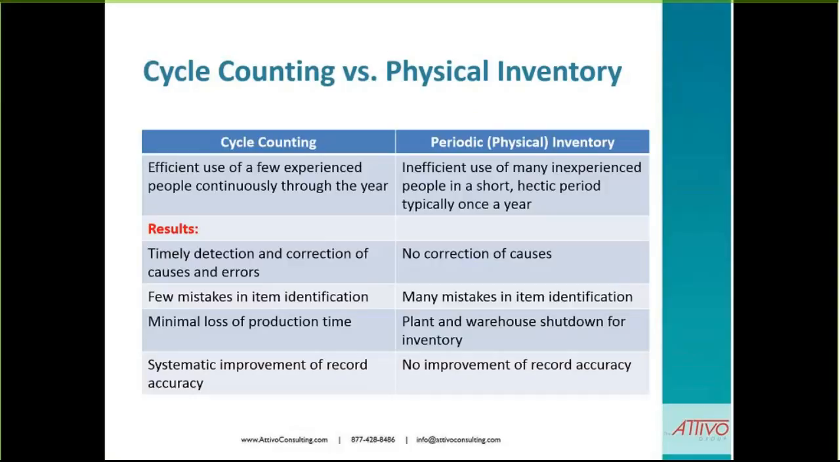So the difference between cycle counting and a physical inventory: the cycle count really is an efficient use of few experienced people continuously throughout the year on a periodic basis. And who might these people be? Well, they might be department heads. They might be tow motor drivers who are familiar with the inventory, familiar with the location, and are able to find the items that we're looking to count relatively simply, not miss anything, not miss the item numbers, or incorrectly count things.